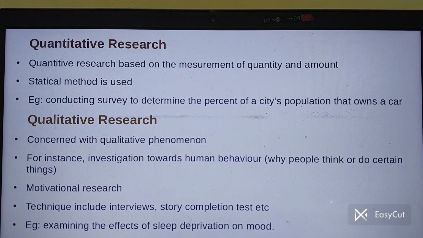Quantitative and qualitative research. As the name suggests, quantitative research works on quantity or amount. It is tested by statistical methods. Example, conducting a survey to determine the percentage of a city's population that owns a car.